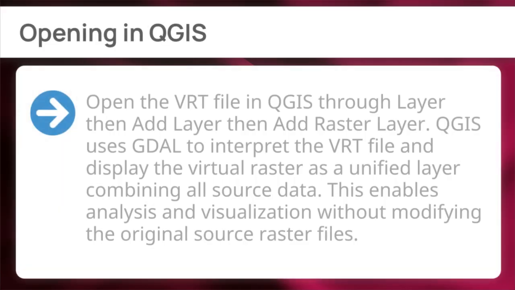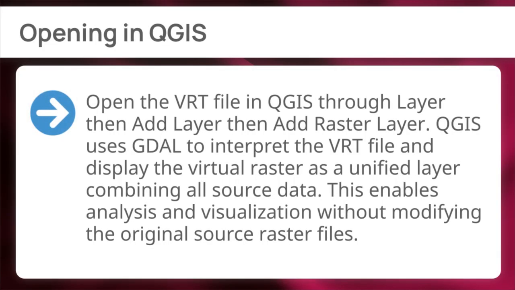First, opening in QGIS. Open the VRT file in QGIS through Layer, then Add Raster Layer. QGIS uses GDAL to interpret the VRT file and display the virtual raster as a unified layer, combining all source data. This enables analysis and visualization without modifying the original source raster files.